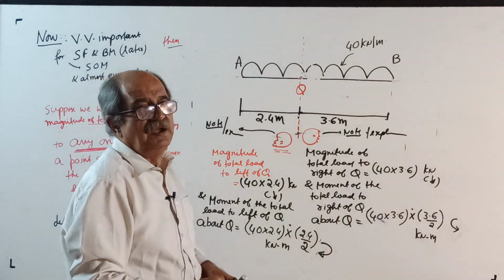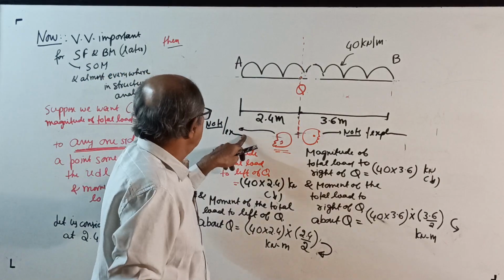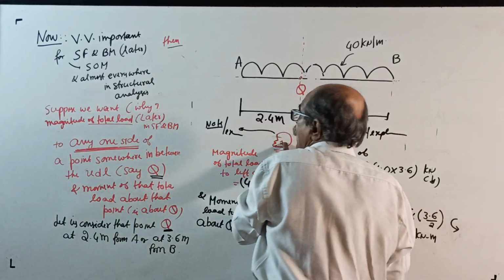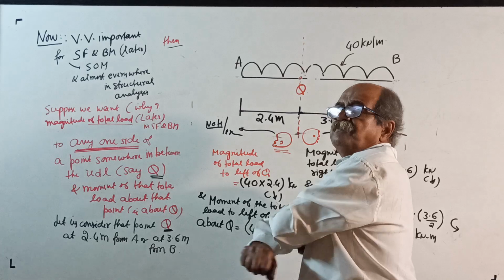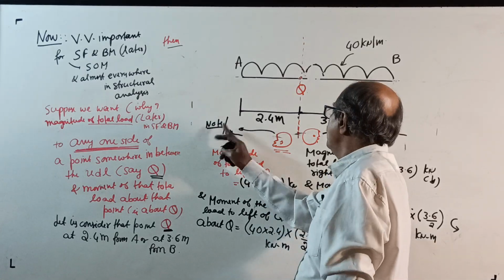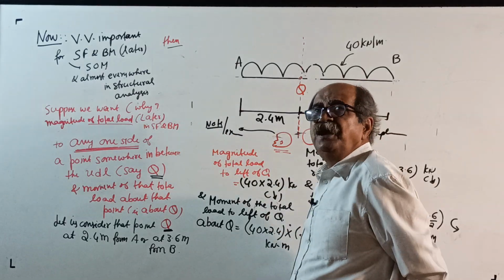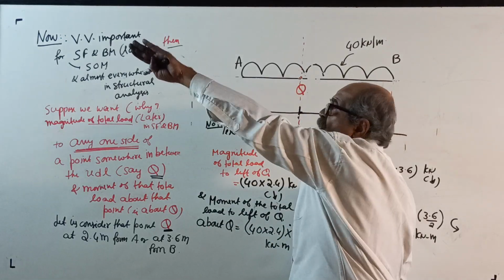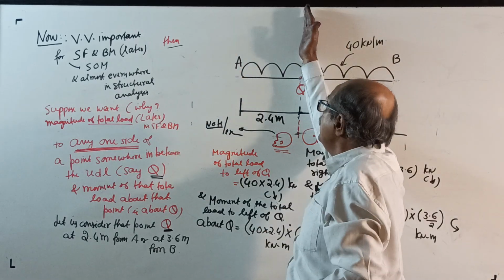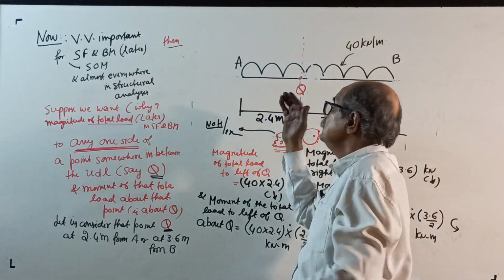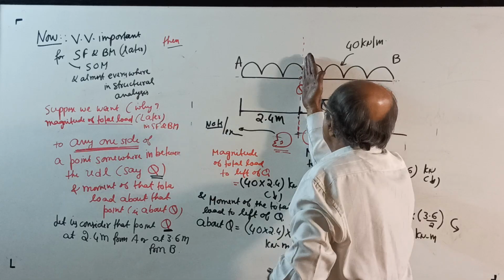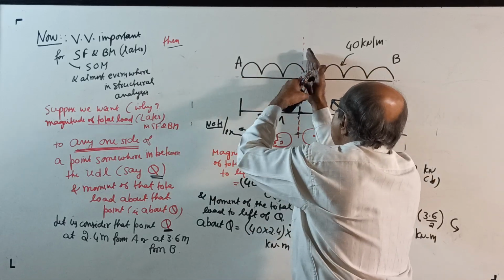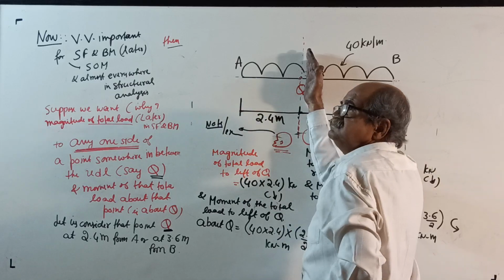Here, what you should write: put an arrow mark, this way. Suppose we decided to consider the load to the left of Q. That's all. Then do not see that side. To the left of Q, only this much load, A to Q. So your loaded length will become 2.4 meter.